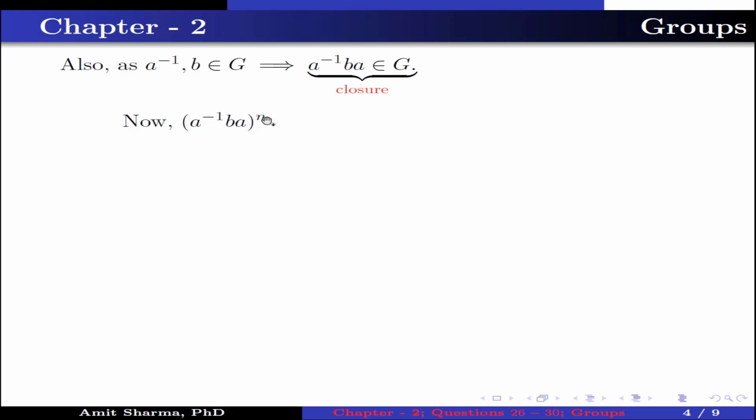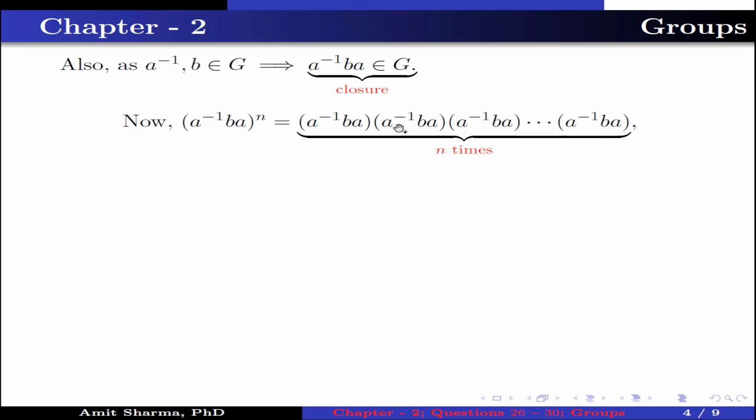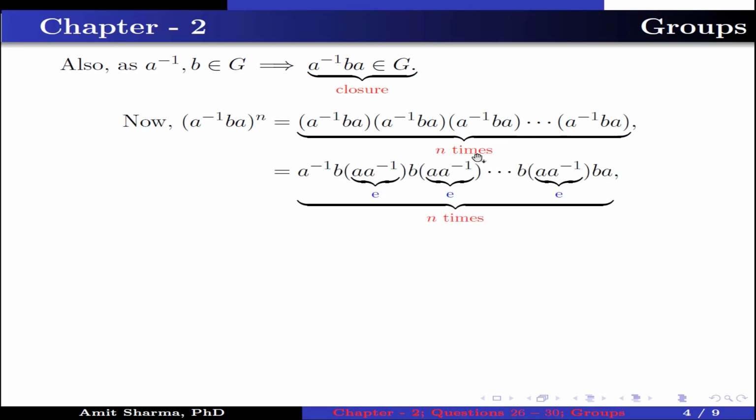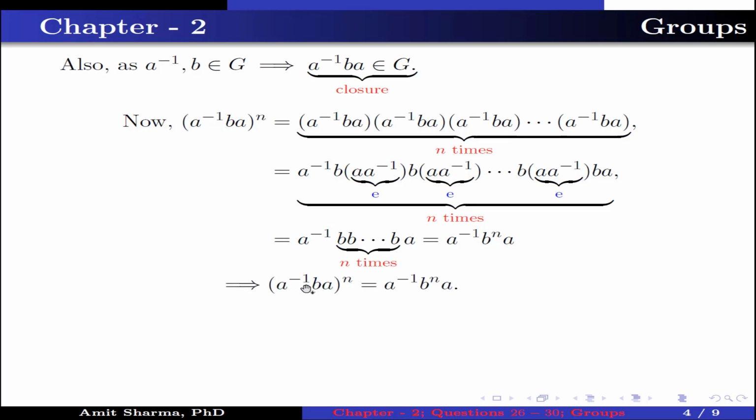Now, (A inverse BA) to the power n is written as A inverse BA into A inverse BA into A inverse BA up to A inverse BA, total n times. Now, by associative property, we can write it as A inverse B into A inverse, B A into A inverse, and so on, B into A inverse BA. Now, A into A inverse is identity, A into A inverse is identity, and so on. This is further written as A inverse B into B up to B, total n times, into A, which is further written as A inverse B to the power n into A. This implies (A inverse BA) to the power n is equal to A inverse B to the power n into A.